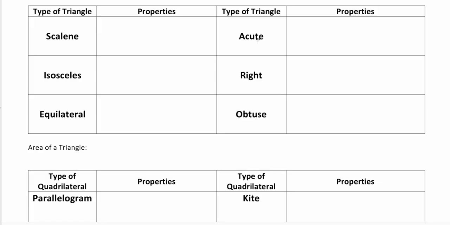Then we also have acute, right, and obtuse. All three of these names are based off of the angle measurement of the triangles. So a scalene triangle has no congruent sides. So all three sides are different lengths.